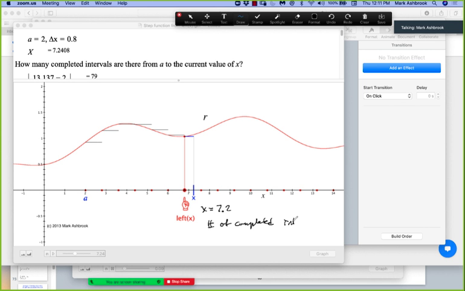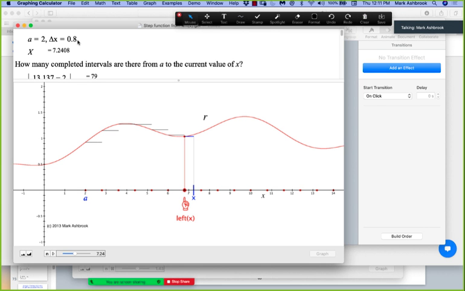How'd you get 6? I added up all the black line segments. Oh, you just counted them? Yeah. 1, 2, 3, 4, 5, 6. Right, the black line segments represent complete intervals. 6. Okay. I think this makes sense, right? No, nothing scary or difficult about that.